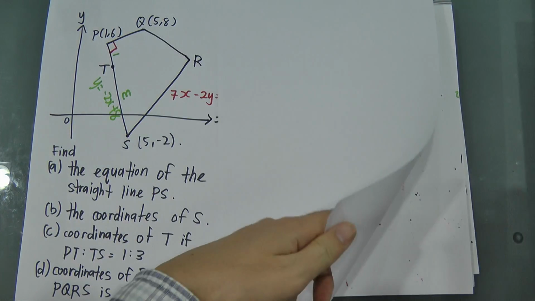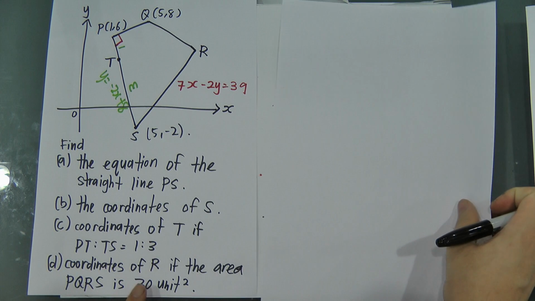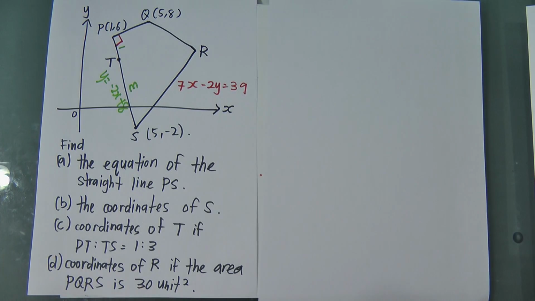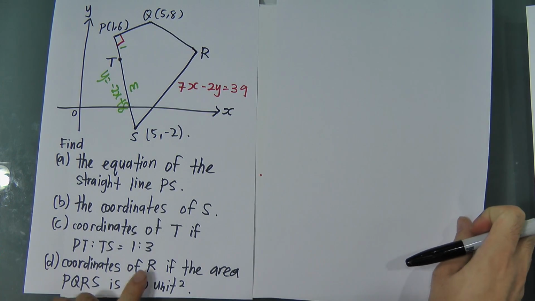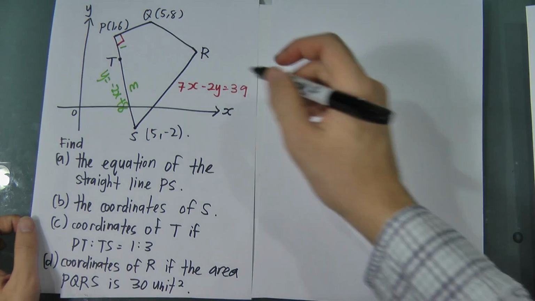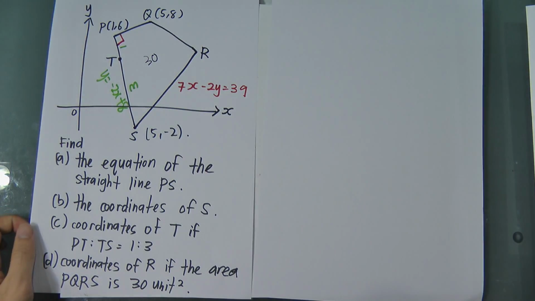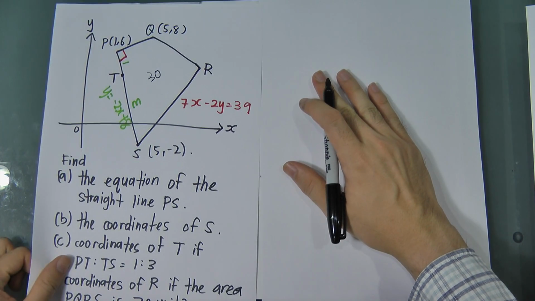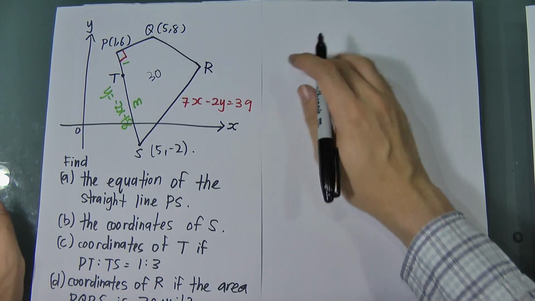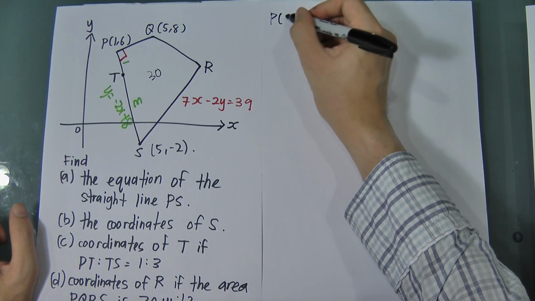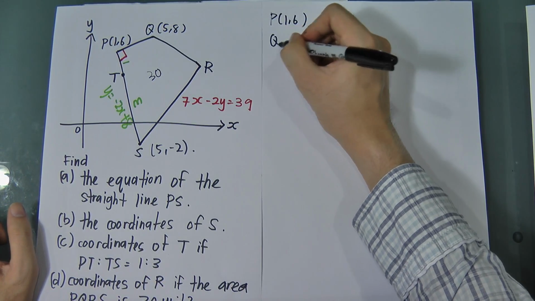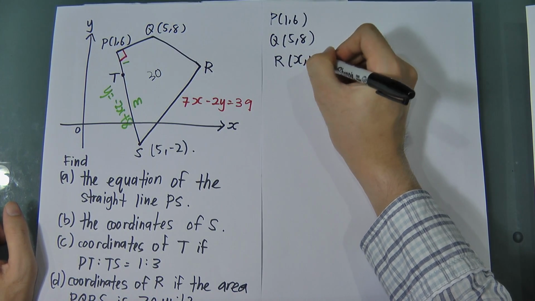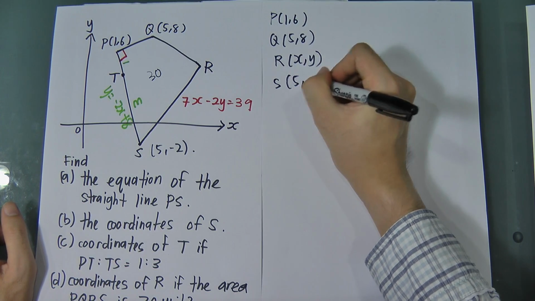Last part, he asks you to find the coordinate R if the area for PQRS is 30. Alright, so I'm going to find the coordinate R. I'm going to rewrite all the coordinates here just to make sure you understand. Accordingly, P is (1, 6), Q is (5, 8), R is, do not know, (x, y), and S is (5, -2).